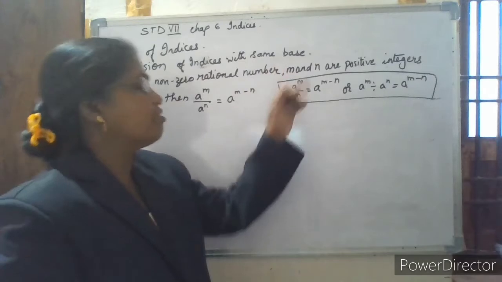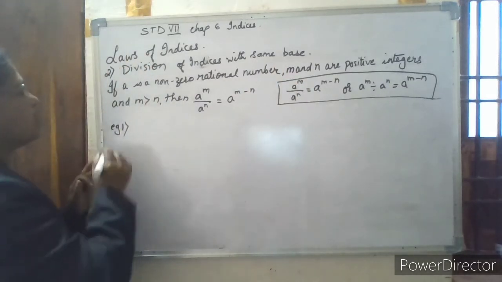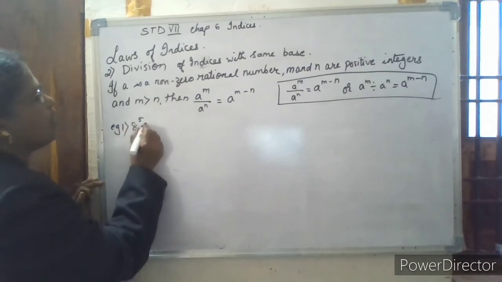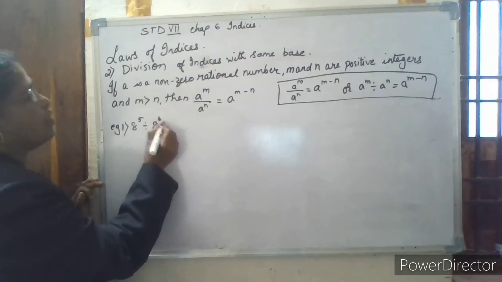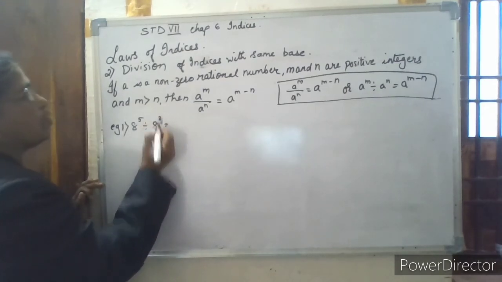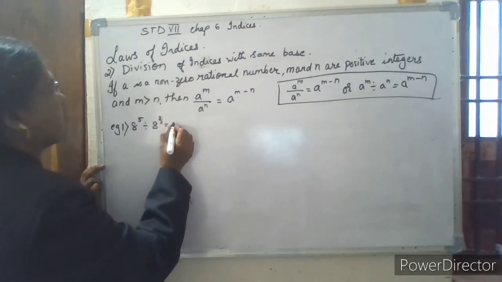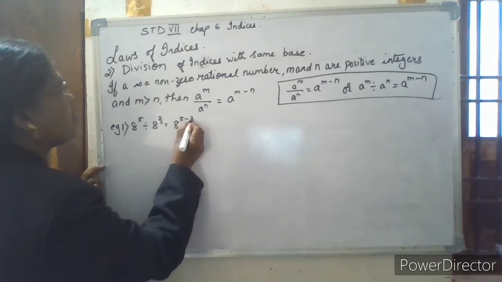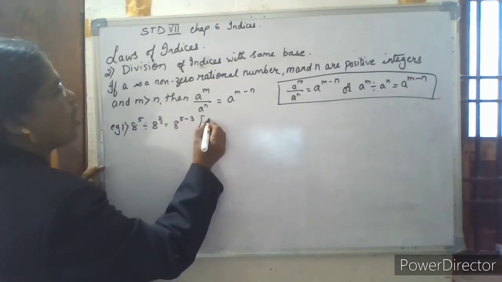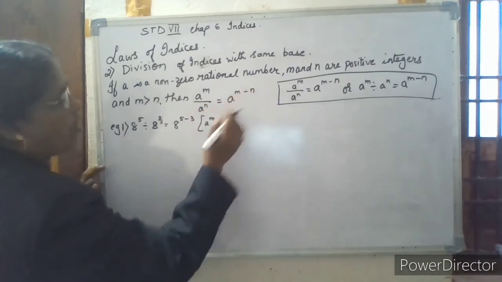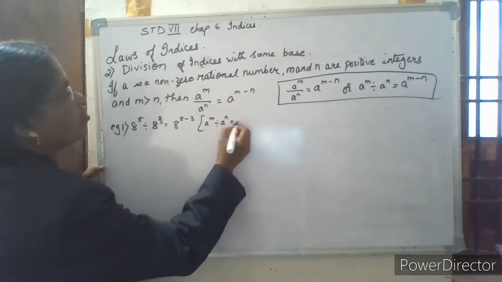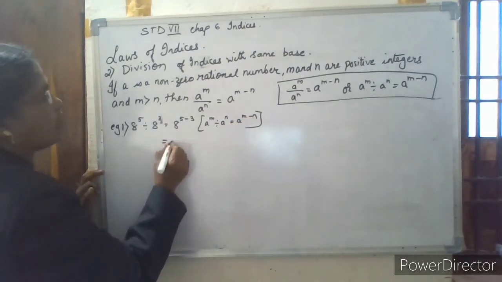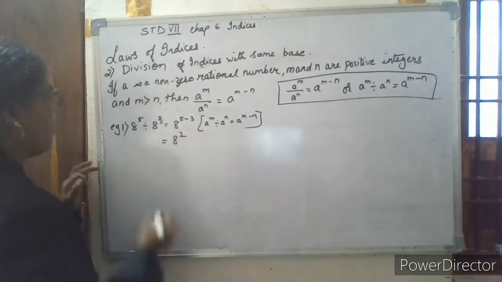Now, for example, just like multiplication, suppose 8 raised to 5 divided by 8 raised to 3. Then it is equal to 8 raised to 5 minus 3, because of the law a raised to m divided by a raised to n is equal to a raised to m minus n. So this is equal to 8 raised to 2 or 8 square. This is example 1.